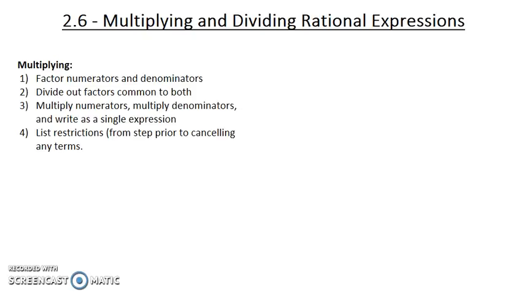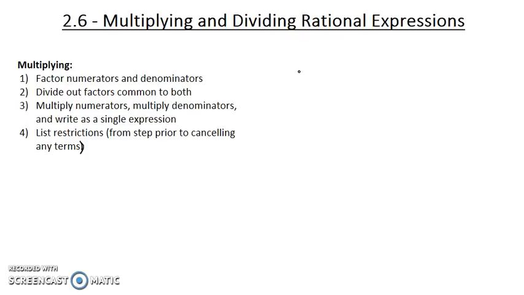Let's start by looking at a couple of examples when we're dealing with multiplying rational expressions. Now the steps we're going to take: we want to factor the numerators and denominators, divide out the factors common to both, multiply the numerators together, multiply the denominators together, and write it as a single expression, and then we want to list the restrictions from the steps prior to canceling any terms.